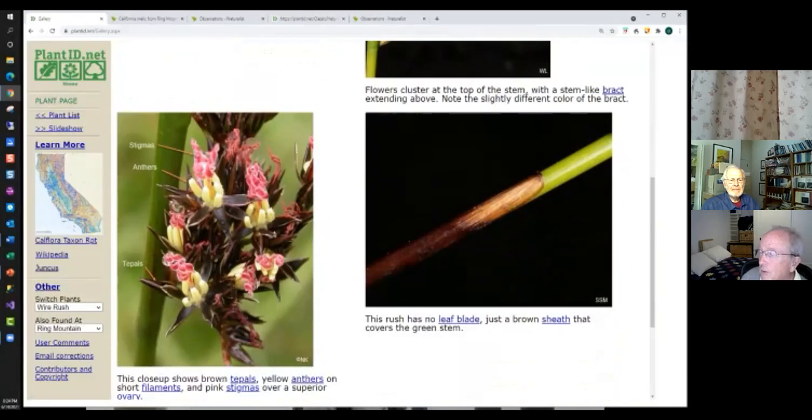Here's a picture you're unlikely to see in the field of a rush, which is a colorful one showing all the parts. But this close-up shows how rush flowers go together. We've got 6 brown tepals, yellow anthers on short filaments filled with pollen, and beautiful pink stigmas over a superior ovary.